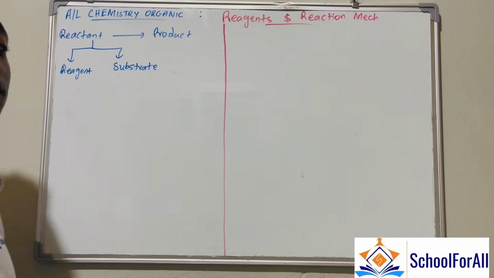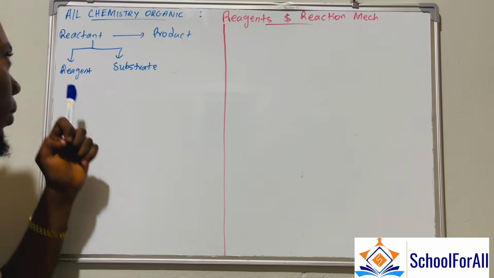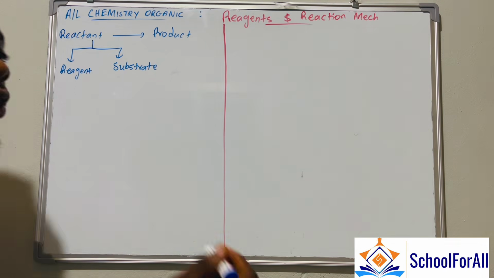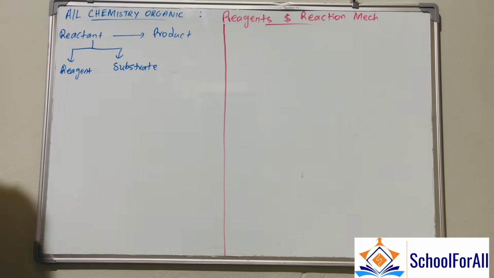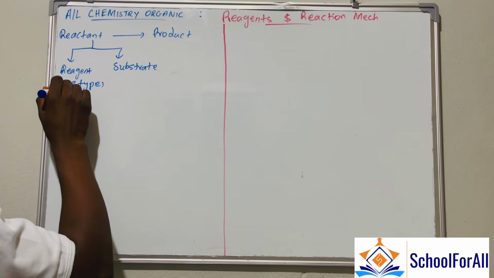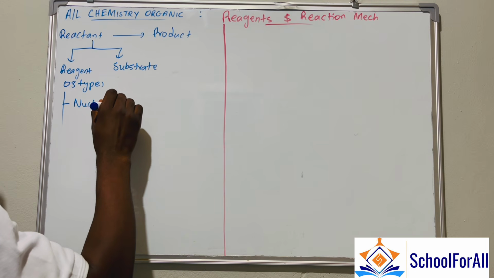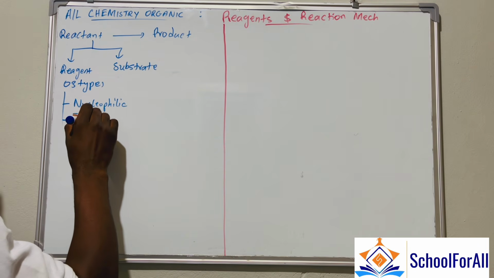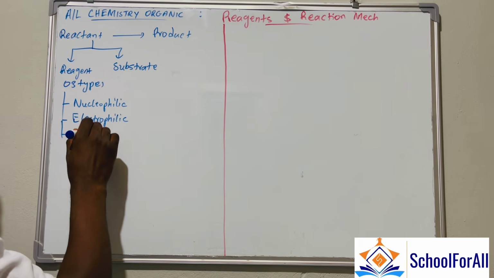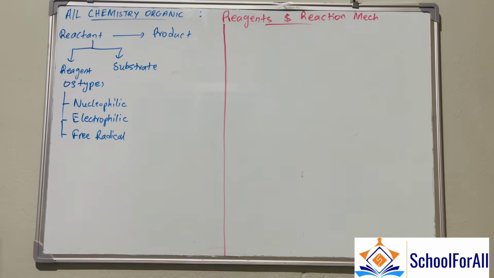Now, what is a substrate? A substrate is a molecule which has an active site or a reactive site where the reagent will attack. Now, in organic chemistry, we are first of all going to base ourselves on the types of reagent. We have basically three types of reagent, which are nucleophilic reagent, electrophilic reagent, and free radical reagent.